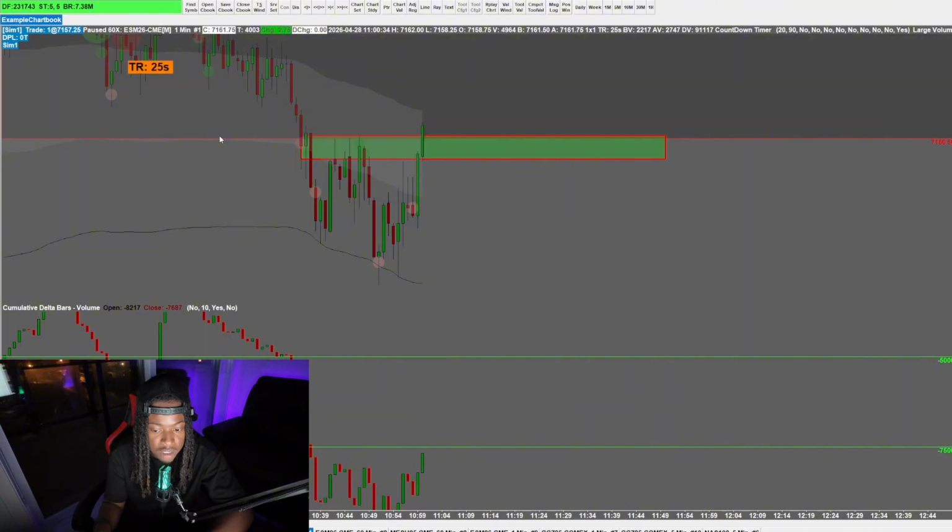Okay, so price made it to the zone and even went higher. So as you can see, everything is normal. Price is buying and CVD is also buying. So no shorts for now. Let's keep it rolling.